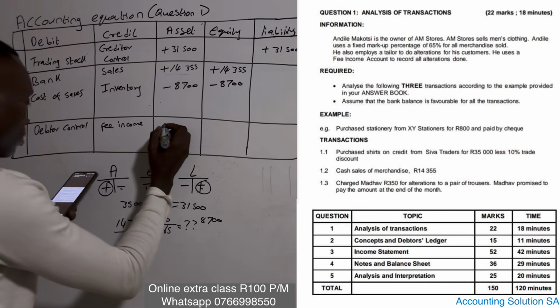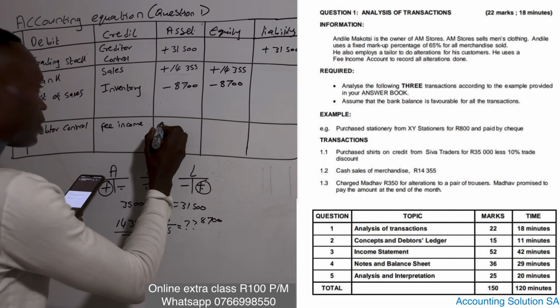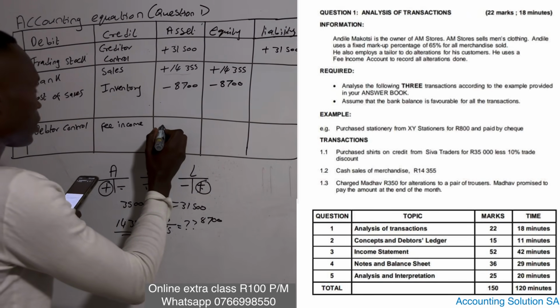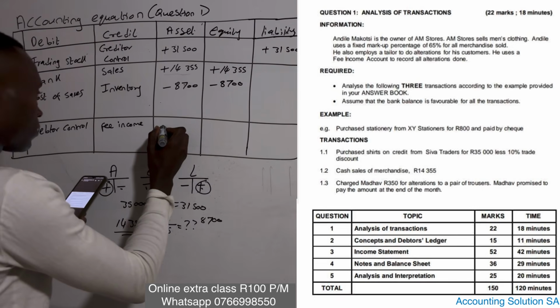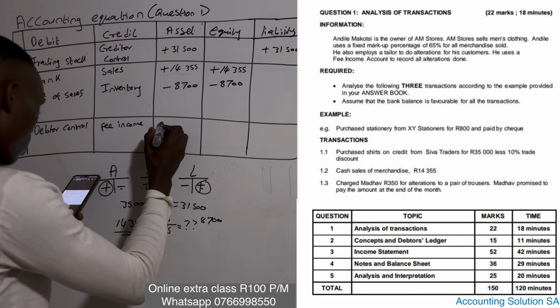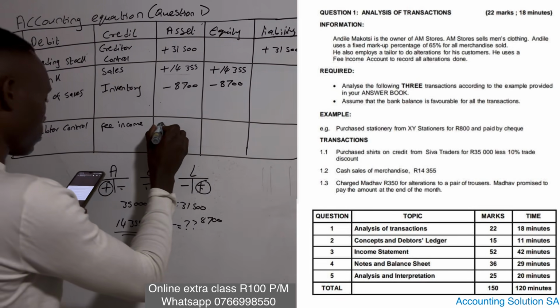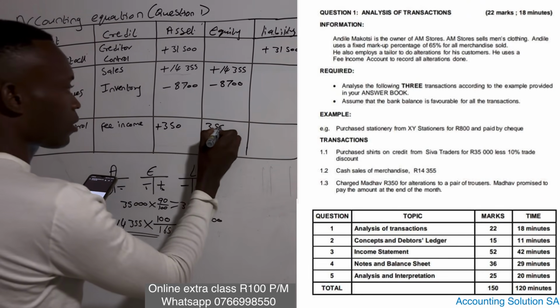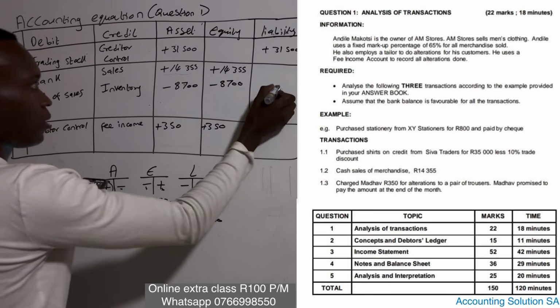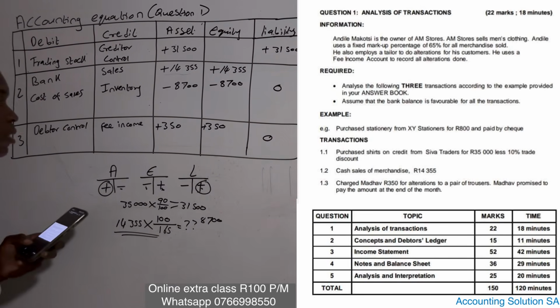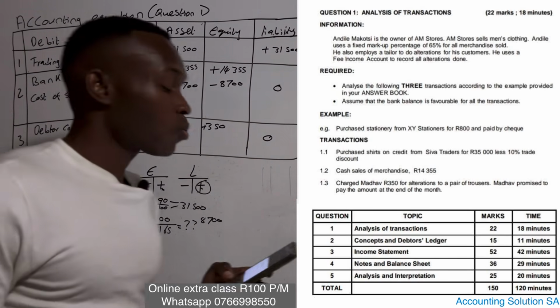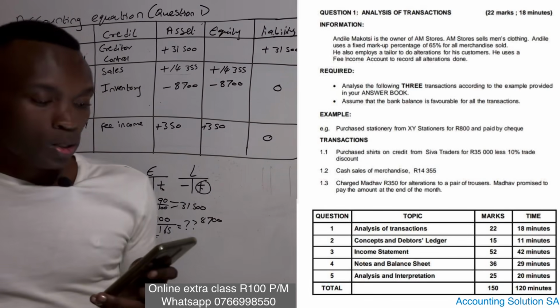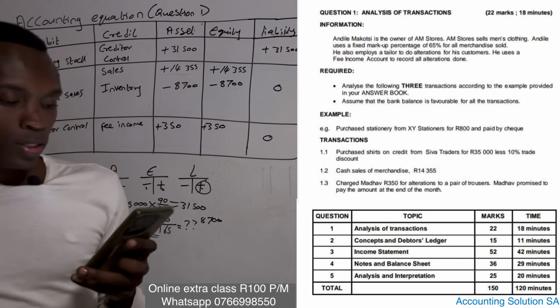Okay. No markup must be done in this case because this is not sales. Okay, it's fee income, it's other income. And the amount is how much? It's 350 plus and 350 plus. This side was unchanged. That's how we do the accounting equation in this question paper.